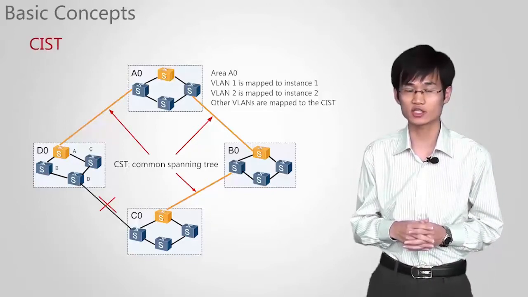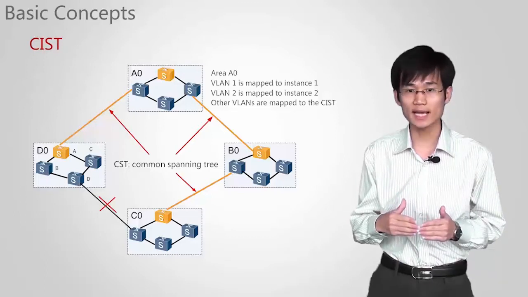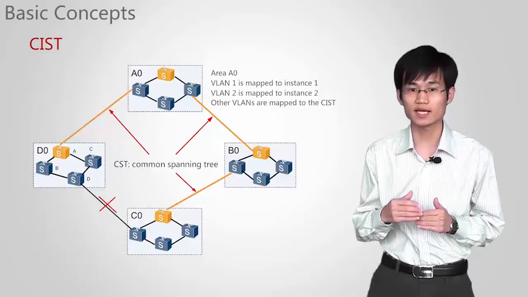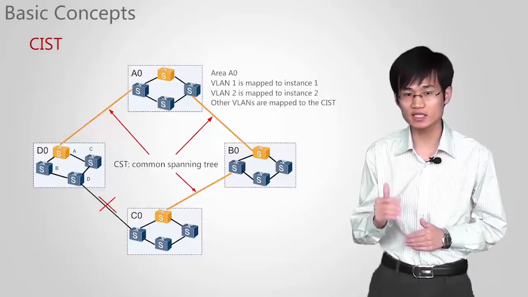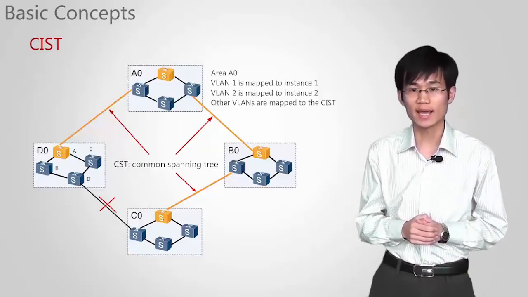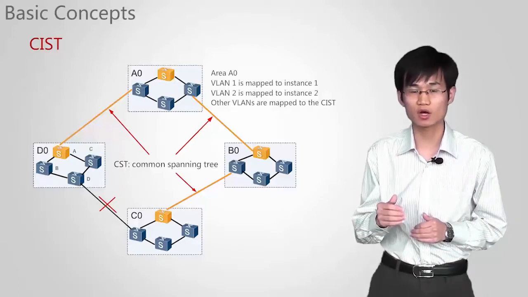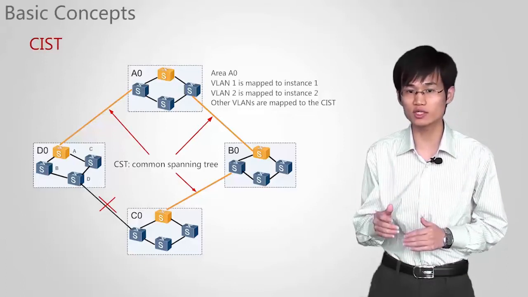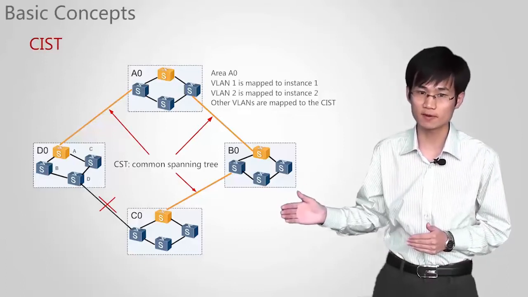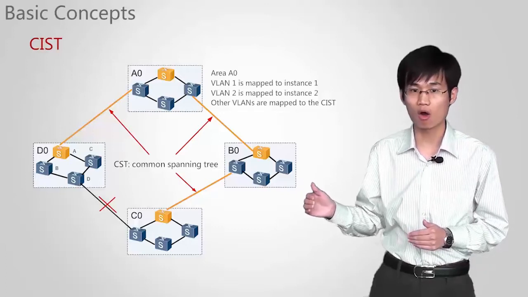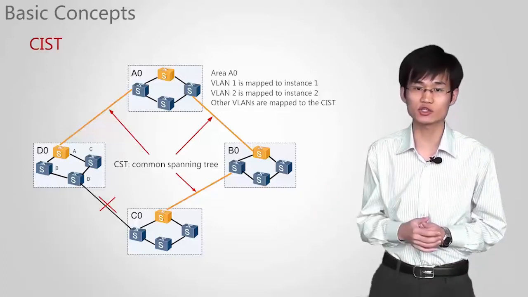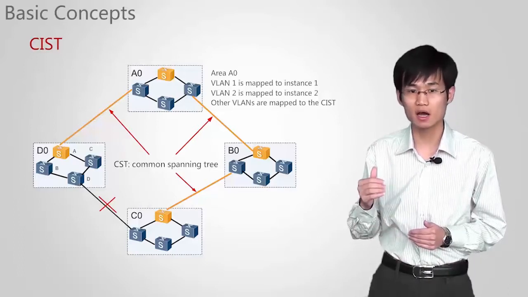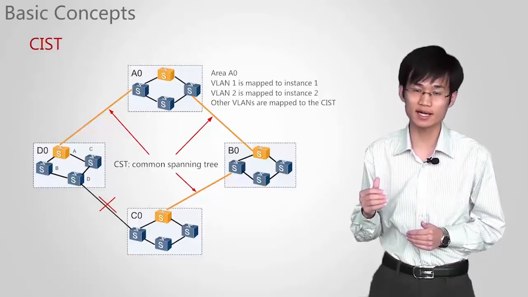Fourth, CIST. The common and internal spanning tree, CIST, is calculated by STP or RSTP. It is a single spanning tree, also known as SST, that connects all the switches on the switching network. In the figure, the ISTs of all the MST regions and the CST compose a complete spanning tree called CIST.